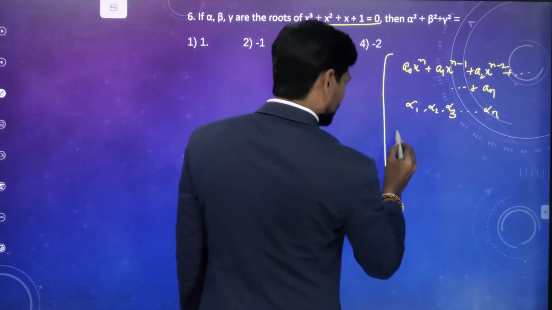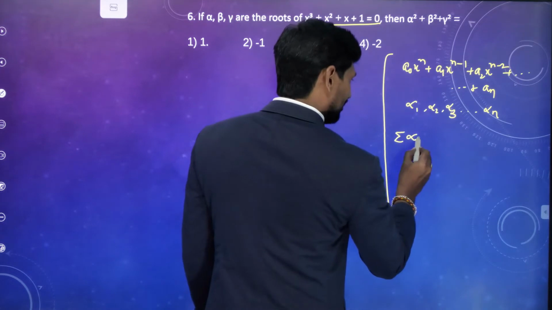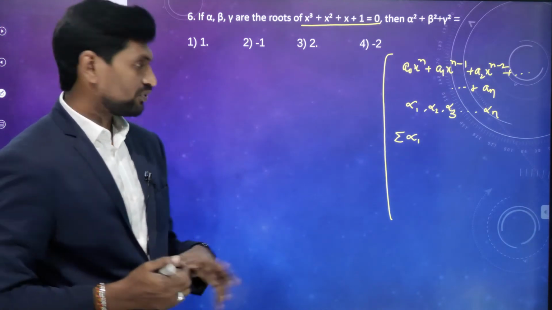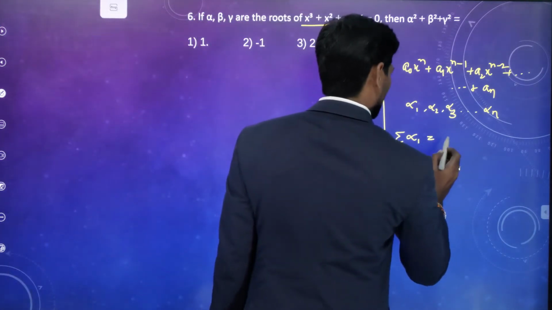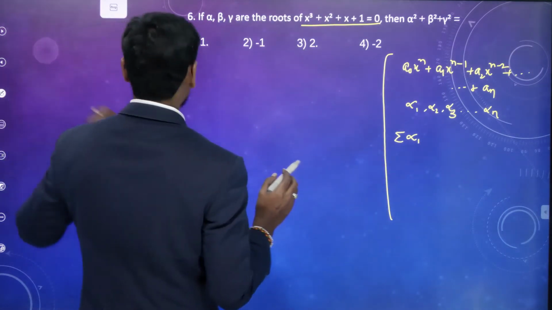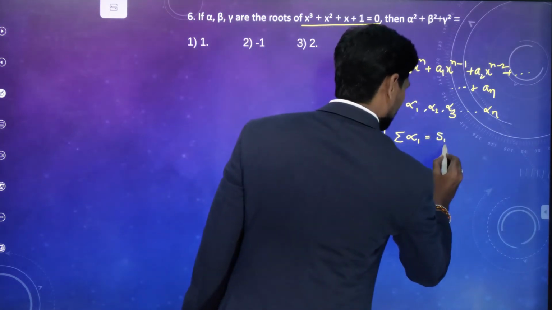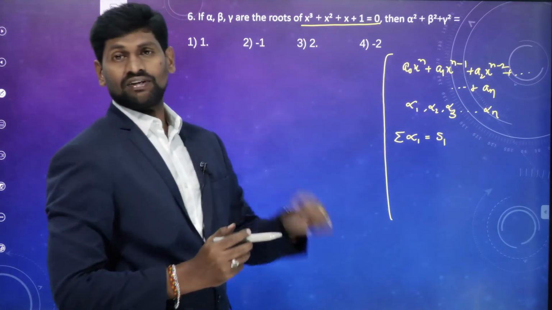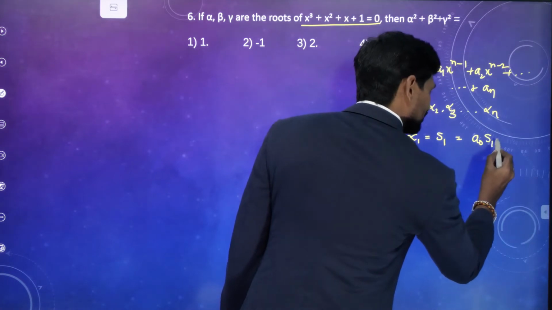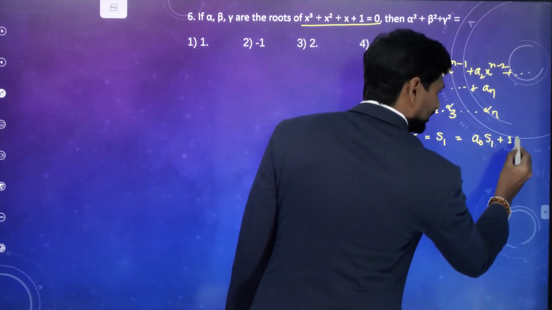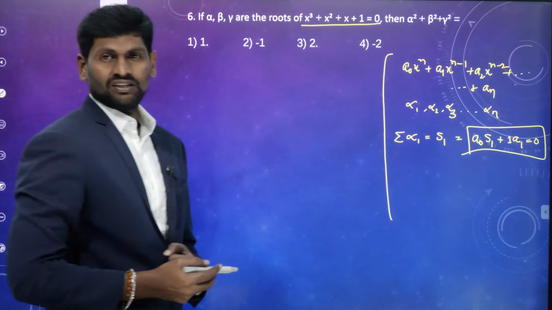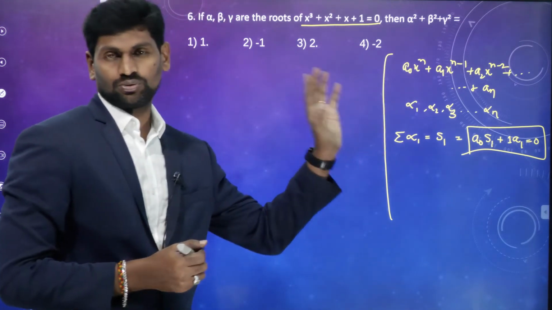Now here conditions you should learn, that is sigma alpha 1 means alpha 1 plus alpha 2 plus alpha 3 and so on up to alpha n. We have to add. This is considered as S1. So this S1 value has a formula, that is A naught into S1 plus 1 into A1 equals to 0. This is the condition for sigma alpha 1. That means sum of all its roots.